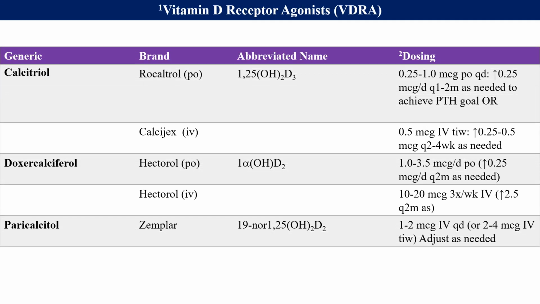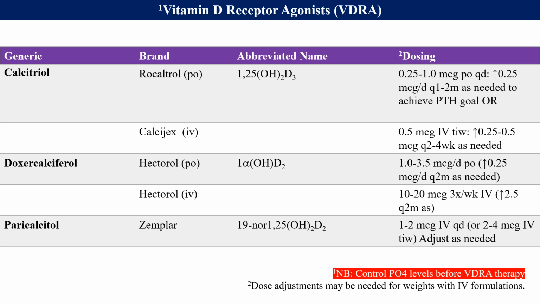For your reference, this table lists vitamin D formulations that are already hydroxylated at carbon 1, the carbon that is normally hydroxylated by 1-alpha hydroxylase. These agents are also referred to as vitamin D receptor agonists. Note that prior to the use of vitamin D receptor agonists, hyperphosphatemia should be controlled first because active vitamin D can also increase GI absorption of phosphate and can worsen the existing hyperphosphatemia.